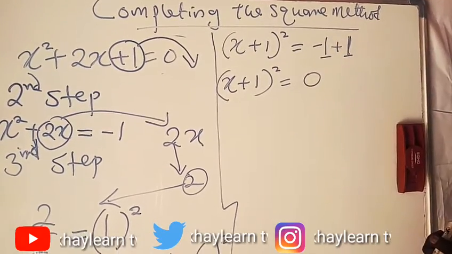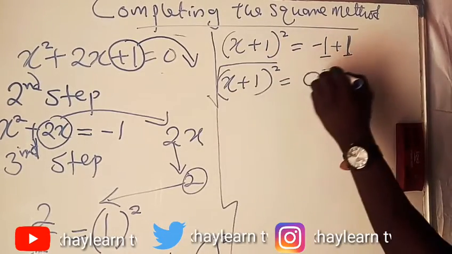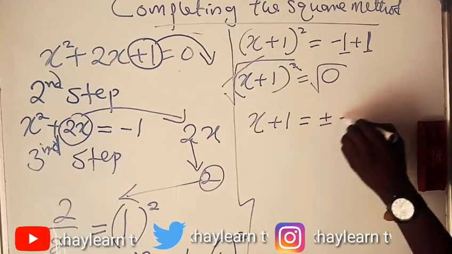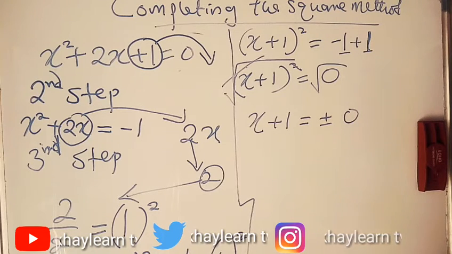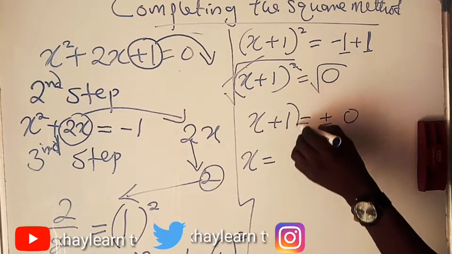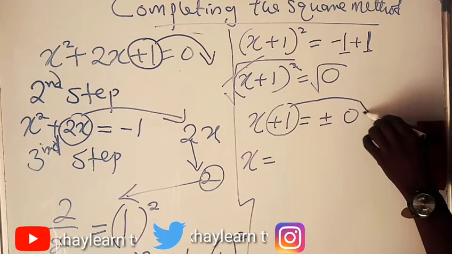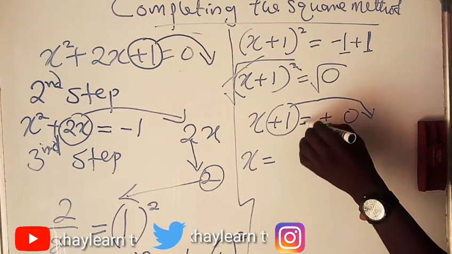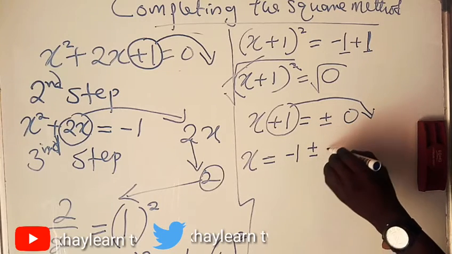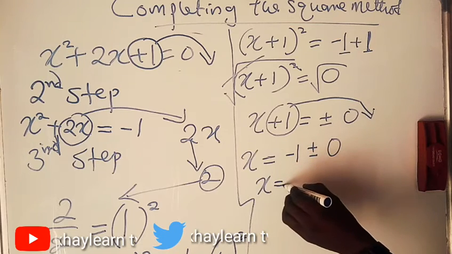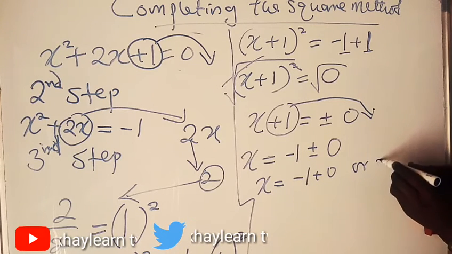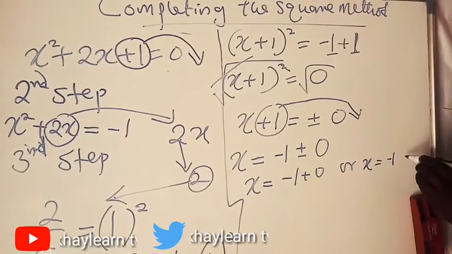-1 plus 1 is just 0. Now what you do is take the square root of both sides. What we have is x plus 1 equals plus or minus 0, because the square root of 0, everyone knows, is just 0. So x equals, collecting this 1 to the other side of the equation, where we introduce the equal sign immediately after x, -1 plus or minus 0. Automatically we have x to be either -1 plus 0 or x to be -1 minus 0.